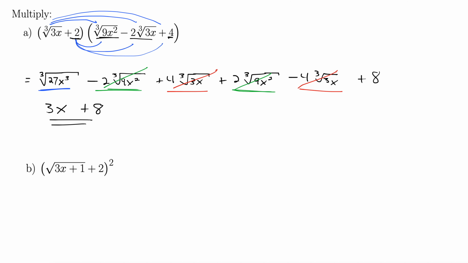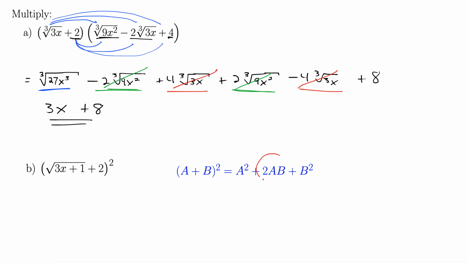Let's try B. For B we have the quantity rad 3x plus 1, plus 2, squared. For that I'm going to use the binomial squared rule: a plus b squared equals a squared plus 2ab plus b squared.